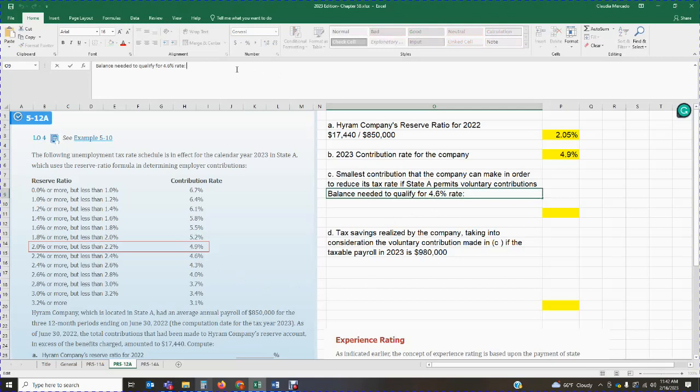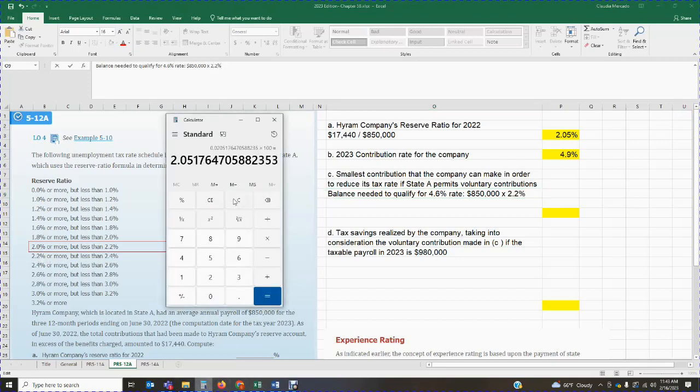Currently our average payroll is $850,000. We're going to multiply that by our rate, our first rate here, which is our smallest contribution, 2.2%. So 850,000 times 2.2% would give me 18,700.